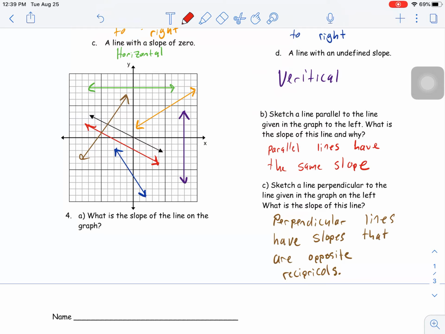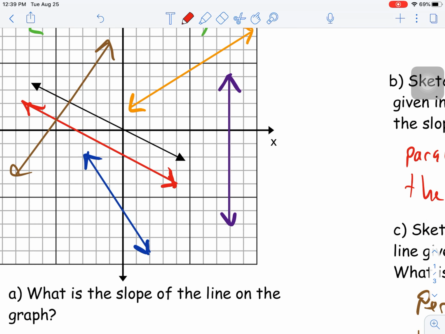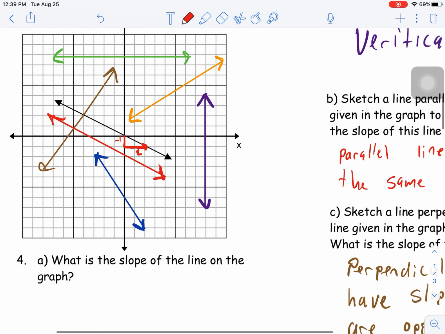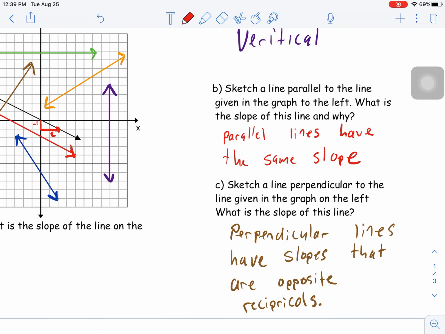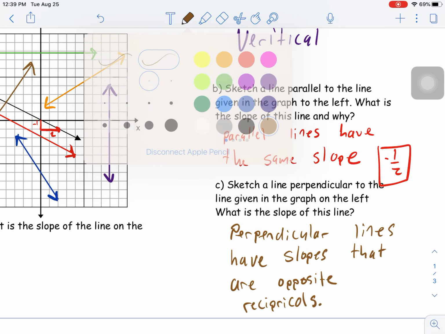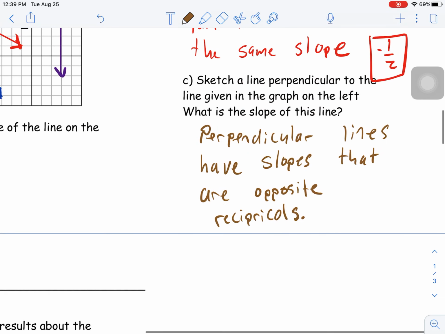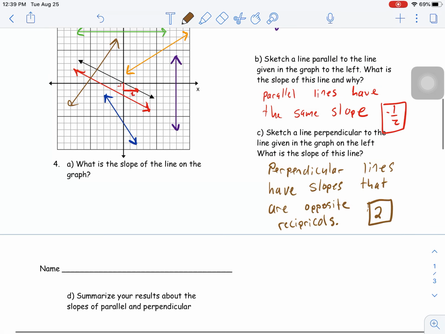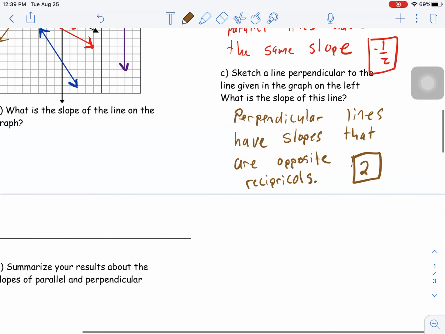Okay, so then our parallel line would have the same slope as the one given, so it looks like this is down 1 to the right 2, so negative 1, 2. So the slope for here is negative 1 over 2. And then the slope for our perpendicular line then is going to be positive 2. Okay, so that's what opposite reciprocals means.